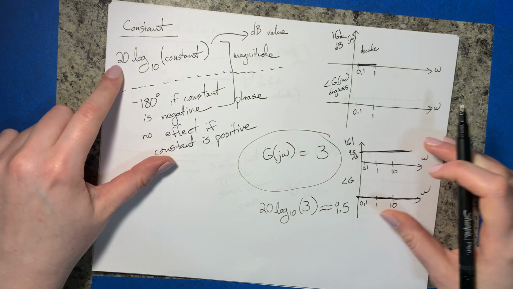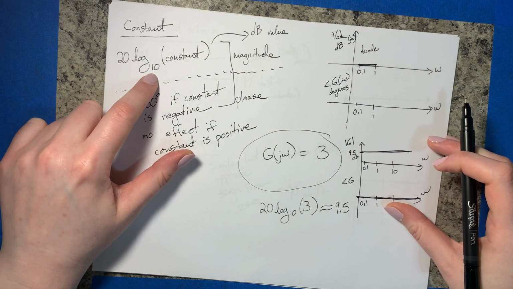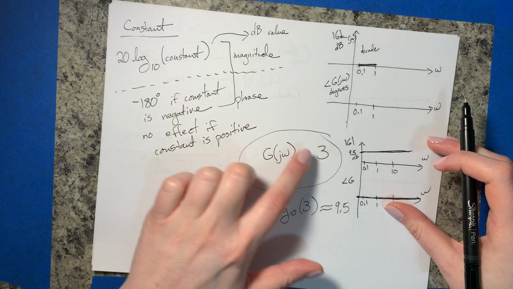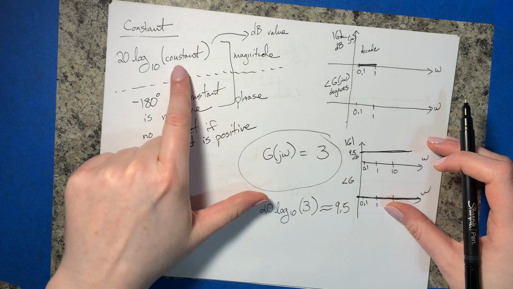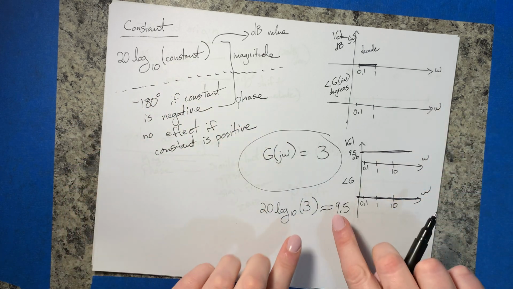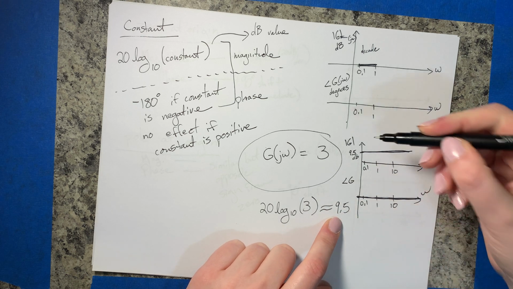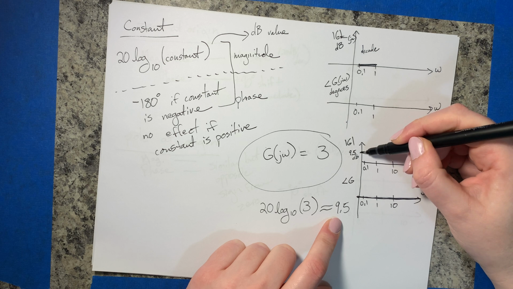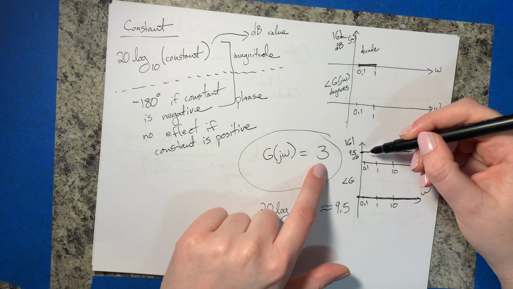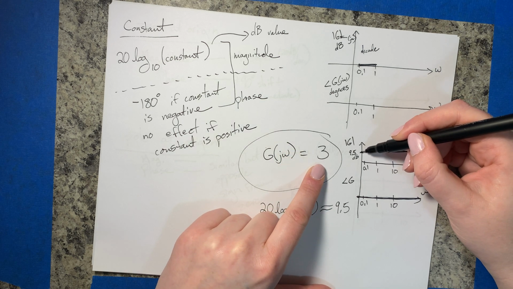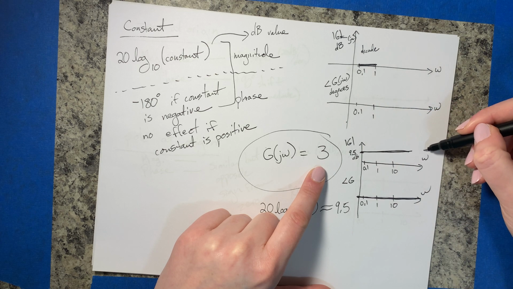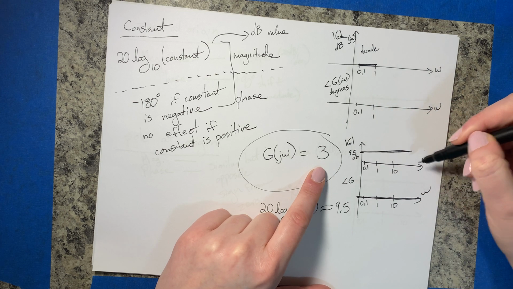Plug it into 20 log base 10, plug in the 3 for the constant, and we have about 9.5. So that's where we would start our plot. Now, nothing else happens for this particular transfer function, so it just stays at that value for all frequencies.